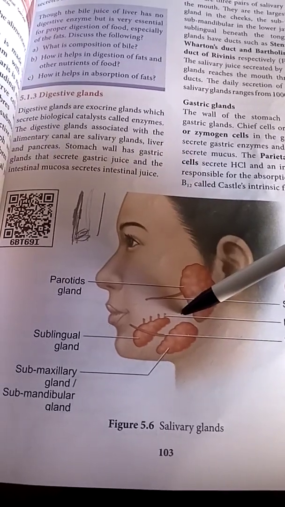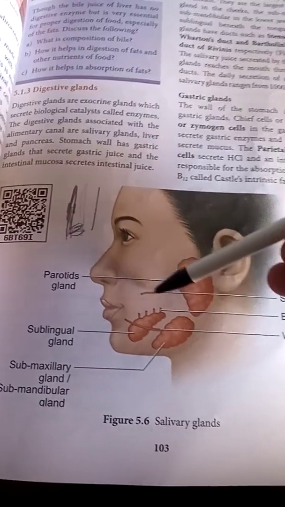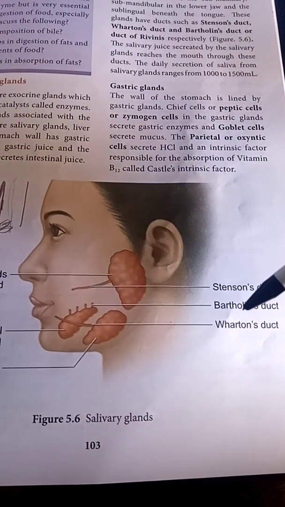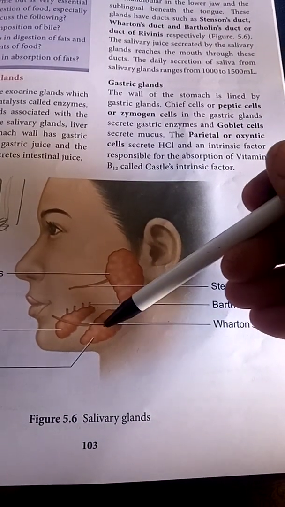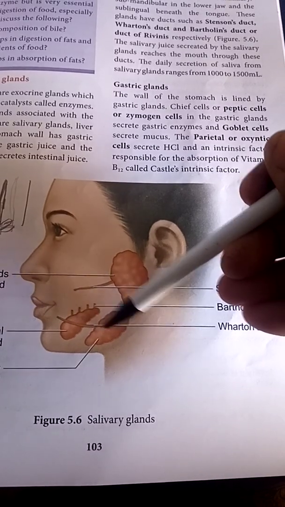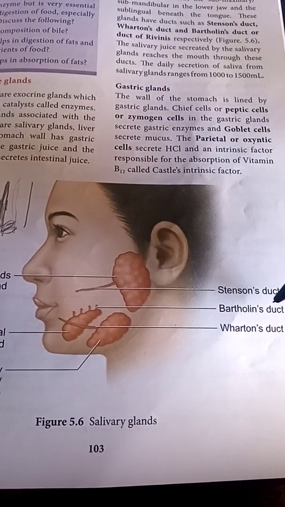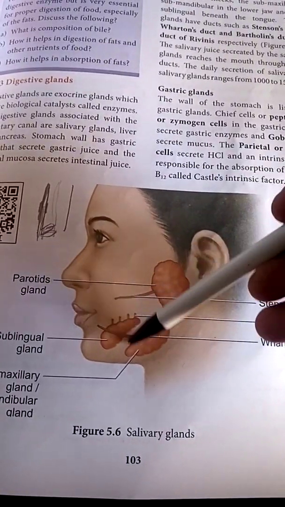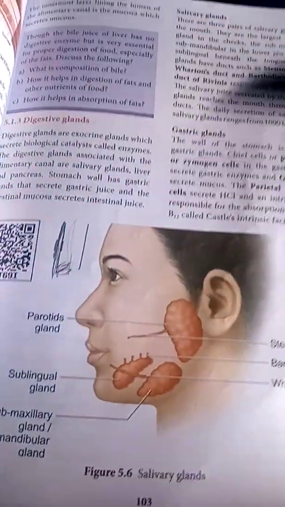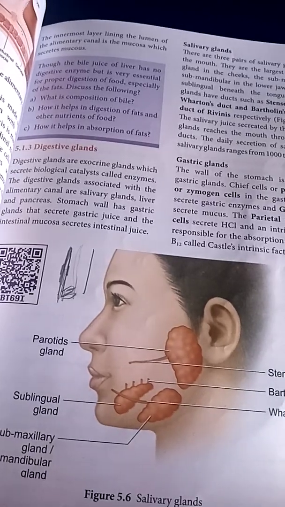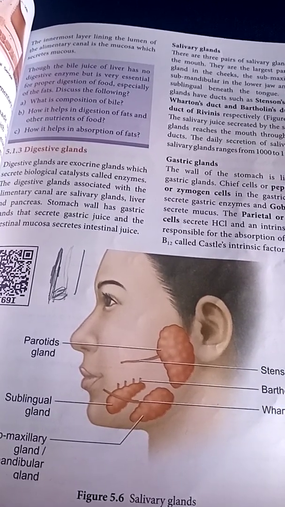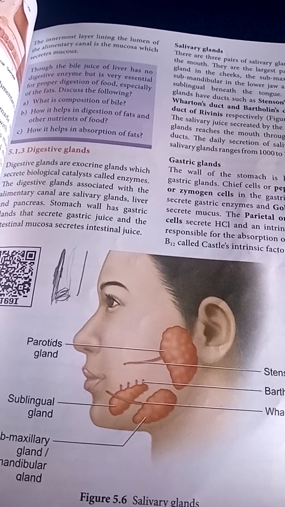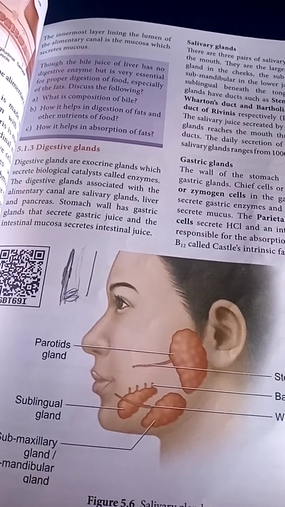1500 ml. So the ducts, they will ask: Stenson's duct, parotid; Wharton's ducts, submaxillary; then Bartholin's ducts or ducts of Rivinus, sublingual. Don't forget, study these ducts thoroughly. Can all of you understand the salivary glands? So saliva contains salivary amylase and lipase. It is helpful for the digestion of the food material.